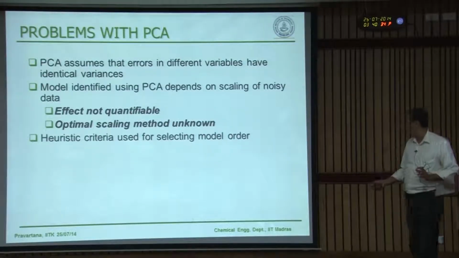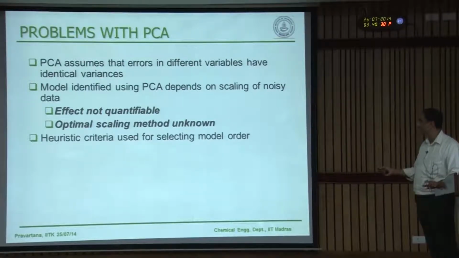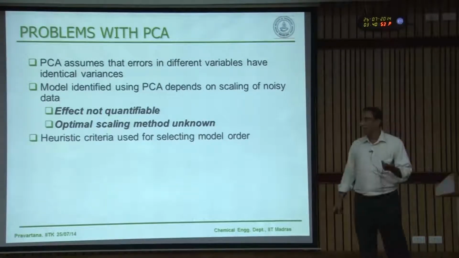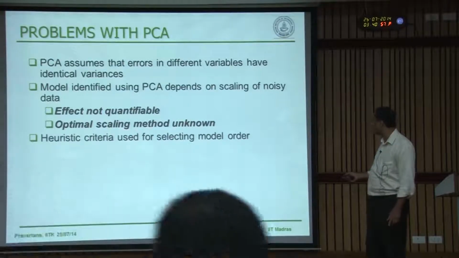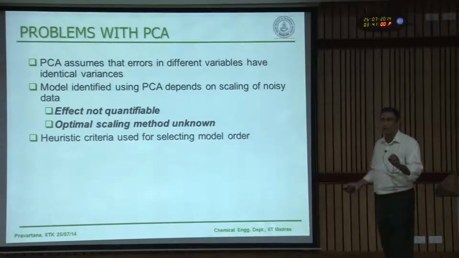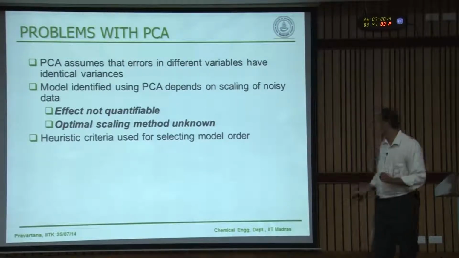So some of the problems that PCA has: it assumes that errors in different variables have identical variances. It's called the homoscedastic assumption. Under that it will do well, or if the signal to noise ratio is very high, it will do a reasonable job. The model identified using PCA depends on scaling, and different people have suggested different scaling, and you can't quantify what the effect of scaling is. Optimal scaling was an unknown thing, but we know for sure now that scaling with the noise variance is the correct thing to do. Okay.